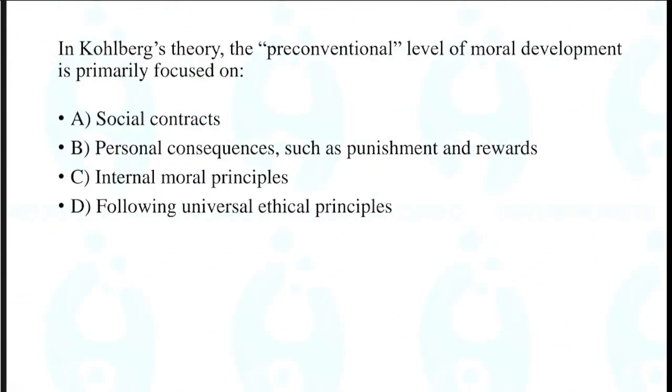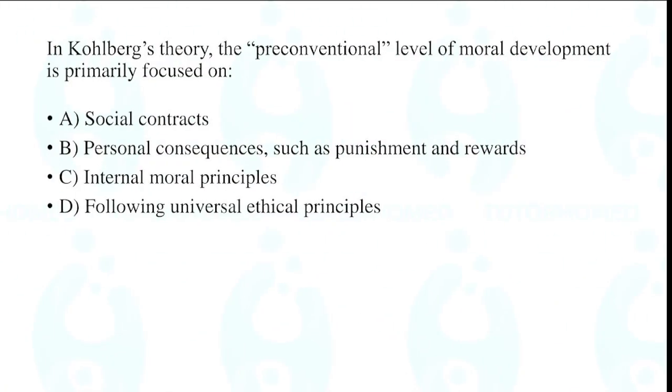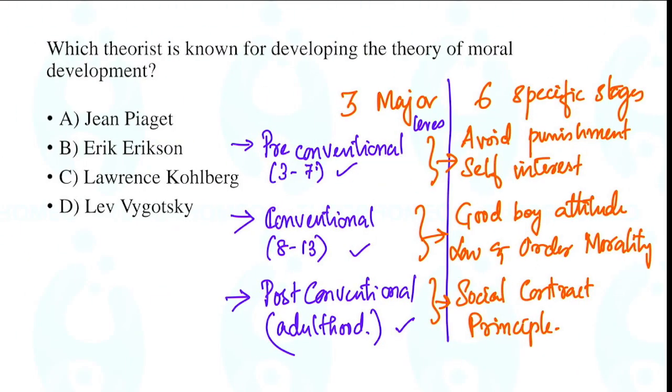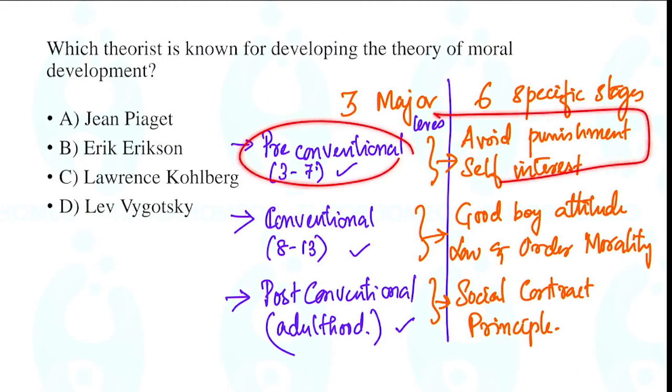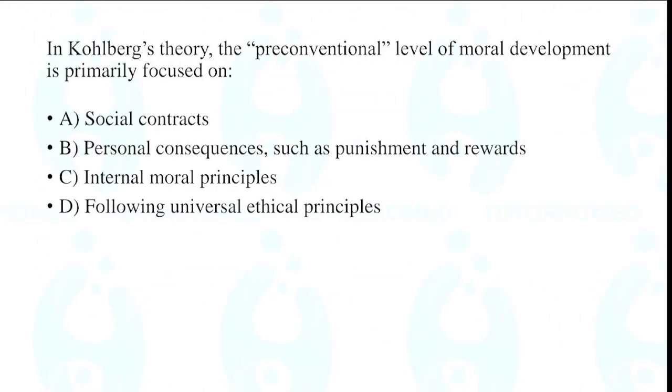Okay, so let us see the next question. In Kohlberg's theory, the pre-conventional level of moral development is primarily focused on what? Is it social contracts, personal consequences such as punishment and rewards, internal moral principles, or following universal ethical principles? We just now spoke, right? Pre-conventional, avoid punishment and self-interest. So what is the answer over here? Definitely it is personal consequences such as punishment and reward. That is the correct answer.